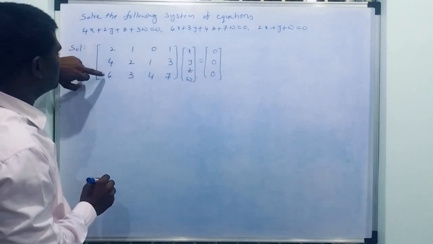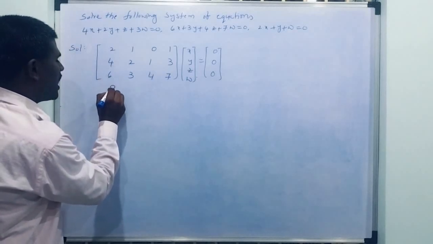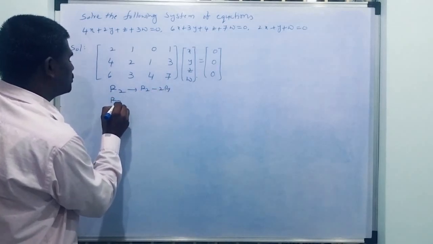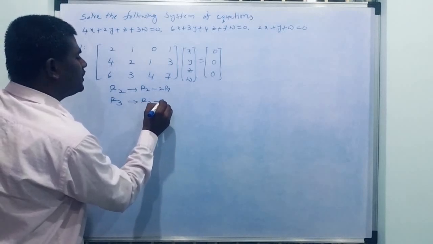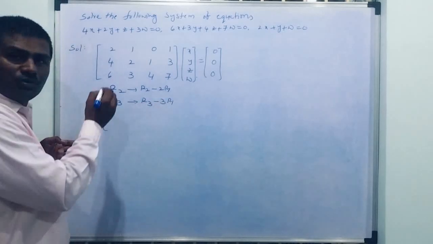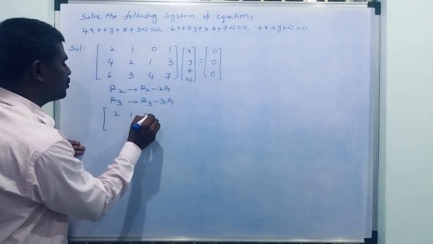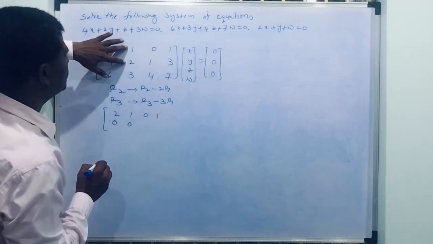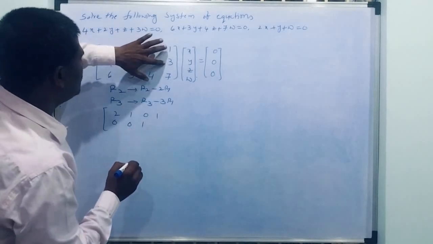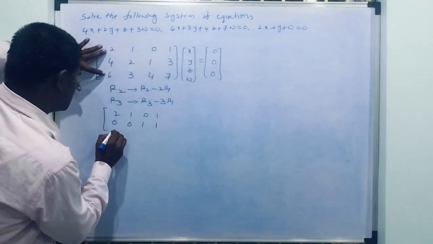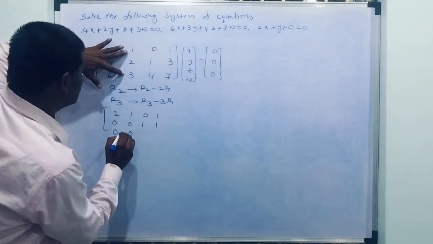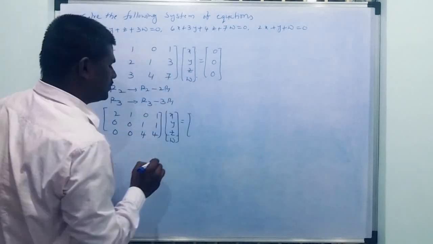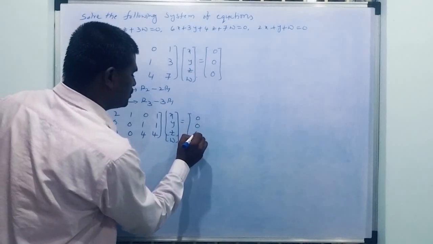So use this element and make these two elements as 0. That means R2 tends to R2 minus 2R1. R3 tends to R3 minus 3R1. So if you do so, no change in the first row. 2, 1, 0, 1. 4 minus 4, 0. 2 minus 2, 0. 1 minus 0, 1. 3 minus 2, 1. 6 minus 6, 0. 3 minus 3, 0. 4 minus 0, 4. 7 minus 3, 4. X, Y, Z, W equal to 0, 0, 0.